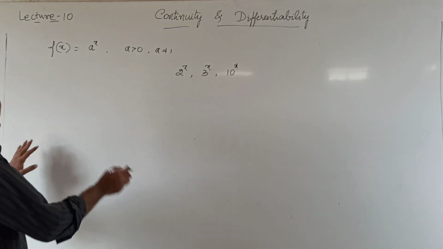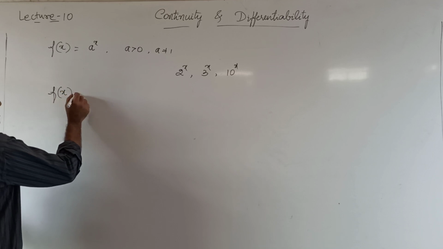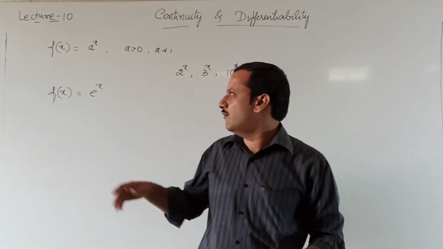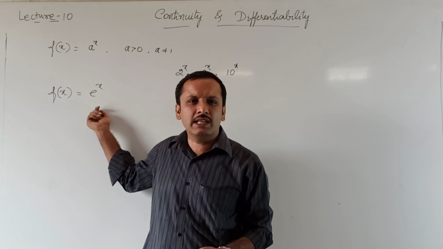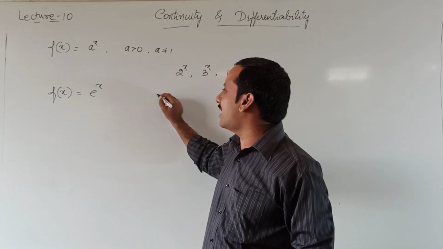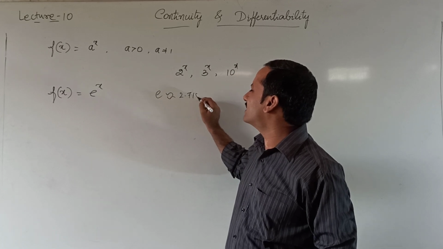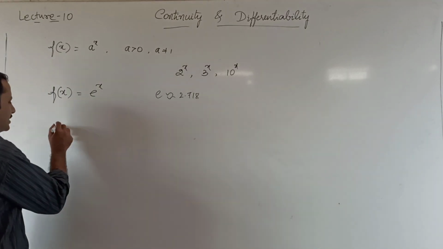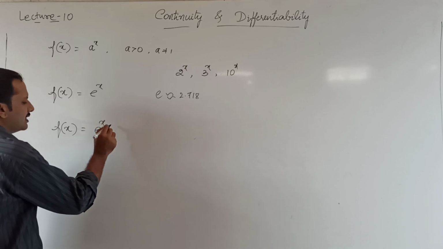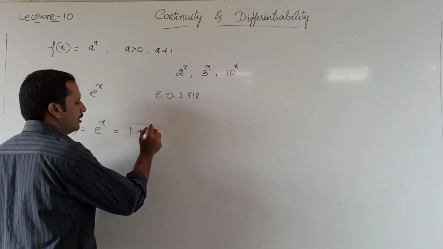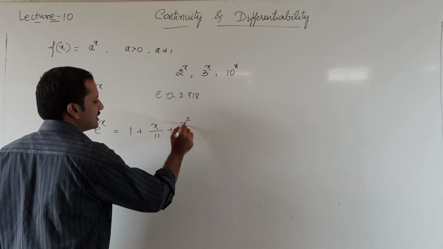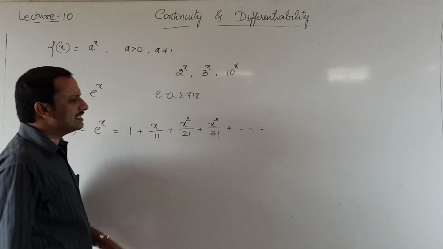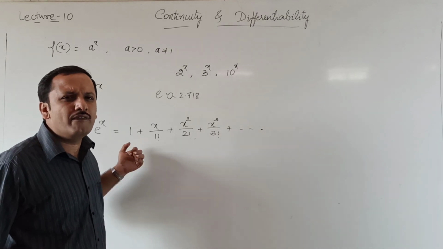Okay. So in that, f of x is equal to e power x is called the natural exponential function, where this e is called the exponential constant whose value is approximately equal to 2.718. Okay, we can write a series expansion for this e power x. E power x is equal to 1 plus x by 1 factorial plus x square by 2 factorial plus x cube by 3 factorial and so on. This is the series expansion of e power x.